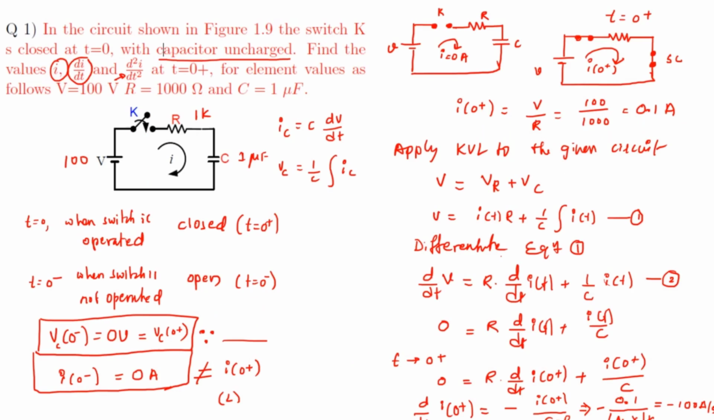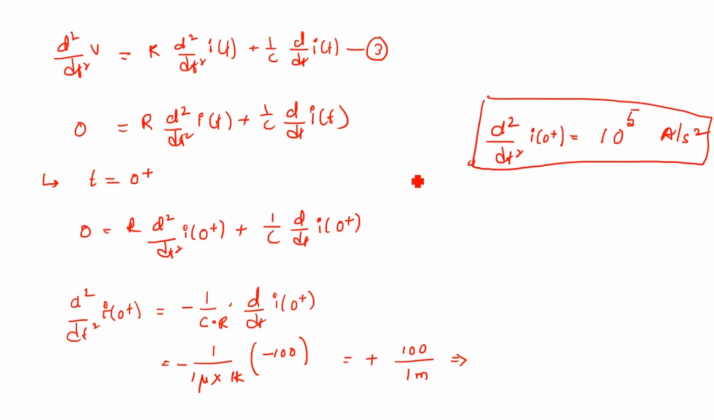Then they have asked us to calculate d square I by dt square. So differentiate equation number 2 once again. We will get the differentiation of this. It is a constant, no issue, it is 0. Differentiation of this is d square I by dt square. Differentiation of this is 1 by C into dI by dt. Alright, that is done here.